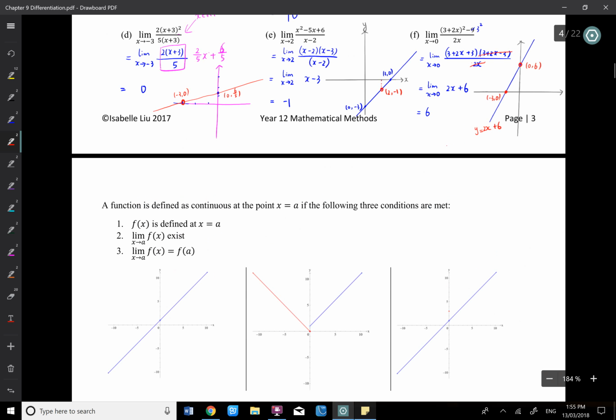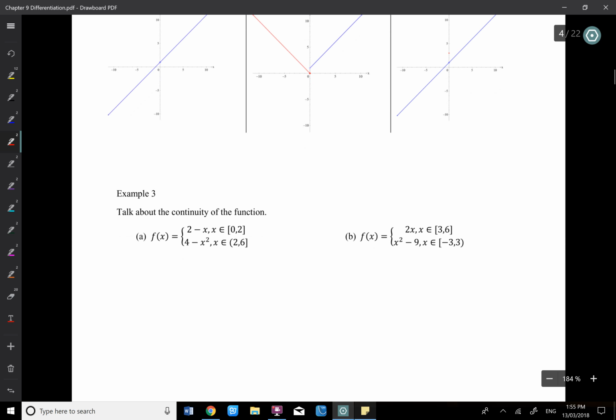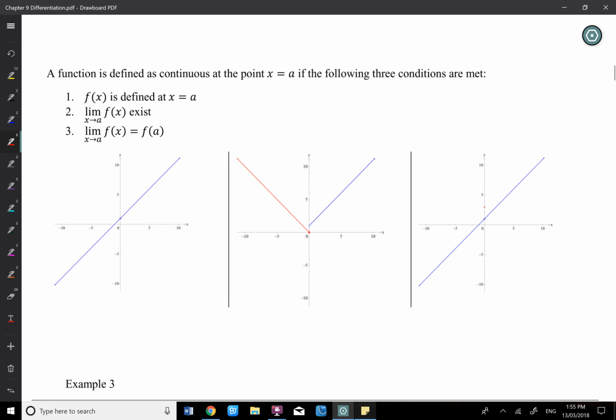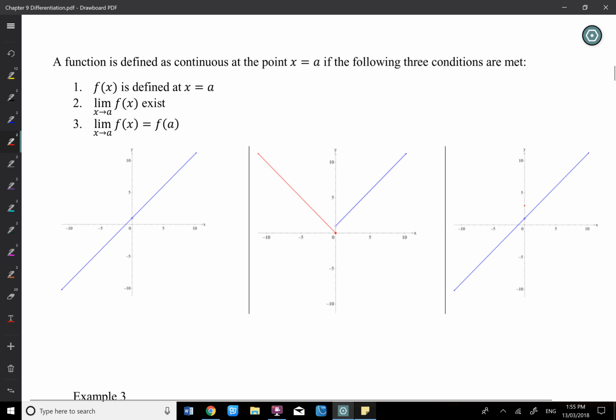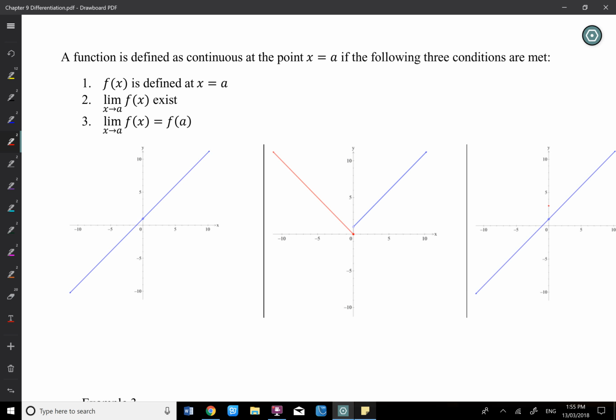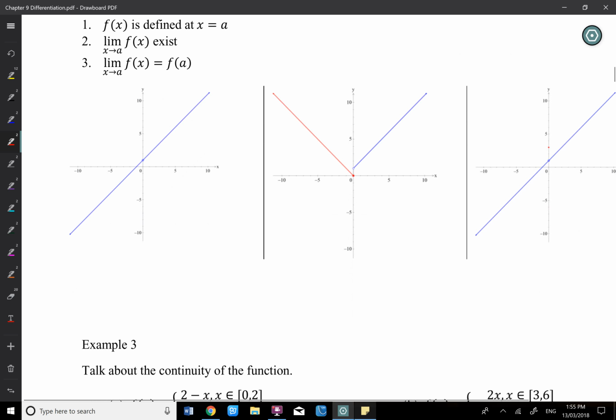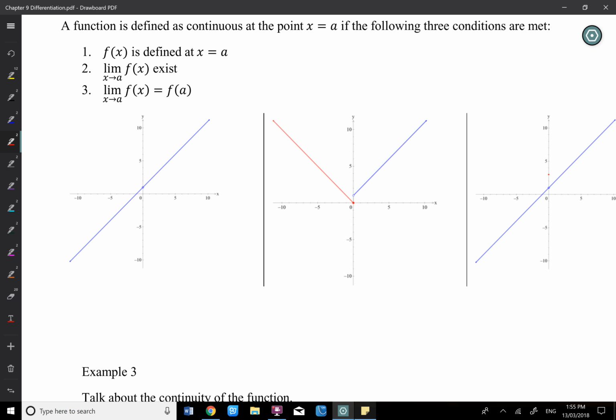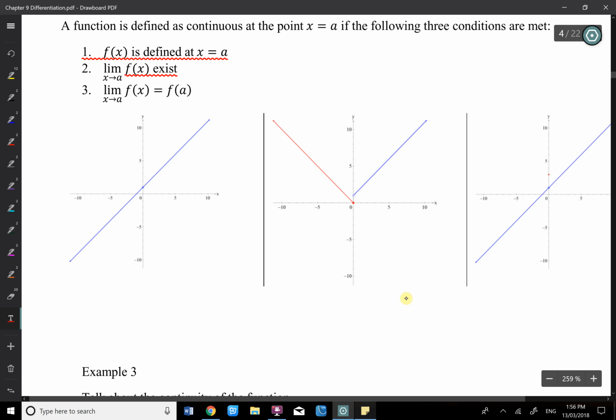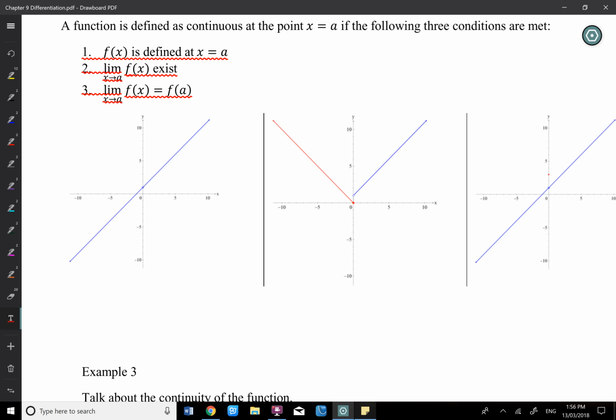Well, I haven't finished yet. I have one more page to go. Continuity. Okay, continuity: whether a function is continuous at a particular point or not. So that's the third definition. Very, very important. That's the 3 rules you need to use to talk about continuity.